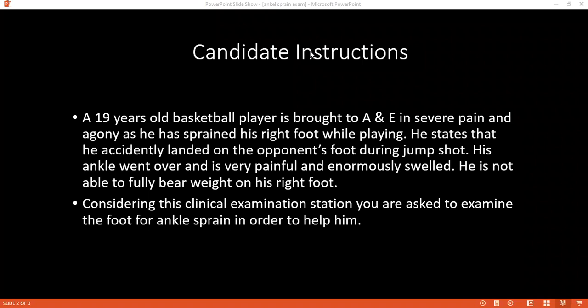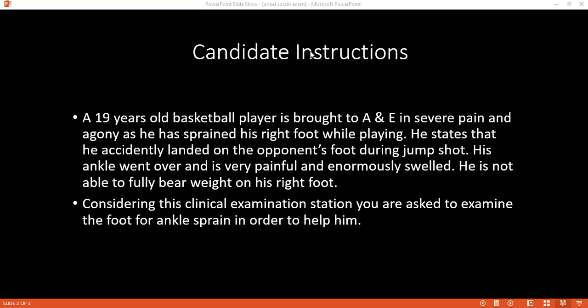Can you present your case now, please? Today I have examined Mr. Kane. He is a 19 year old basketball player. He was brought to the emergency department complaining of severe pain in his right foot. By inspection, there is an antalgic gait. There is no walking aid with the patient. There is no skin erythema or scars. There is no swelling, no asymmetry and no deformity.